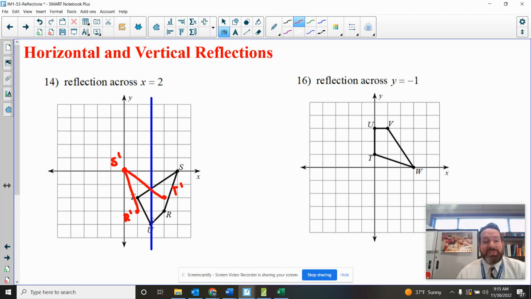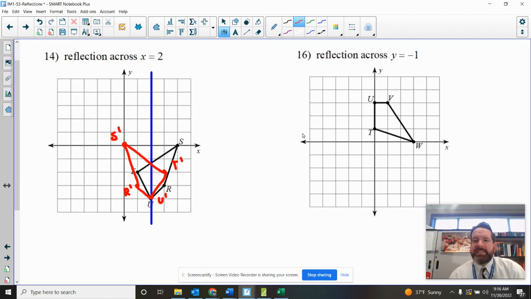Now U is interesting. U is on the line of reflection. So it's 0 units away, meaning when you flip it over, it doesn't move. Any point that's on the line of reflection stays on the line of reflection. So if we then connect and connect, in red is the reflected shape. Now you may need to look carefully. It gets confusing when they overlap each other, but it's the same shape, the same size, just flipped sideways.